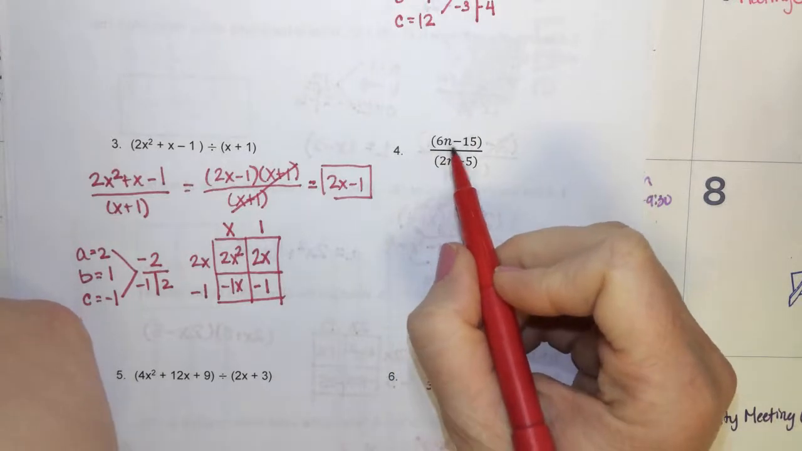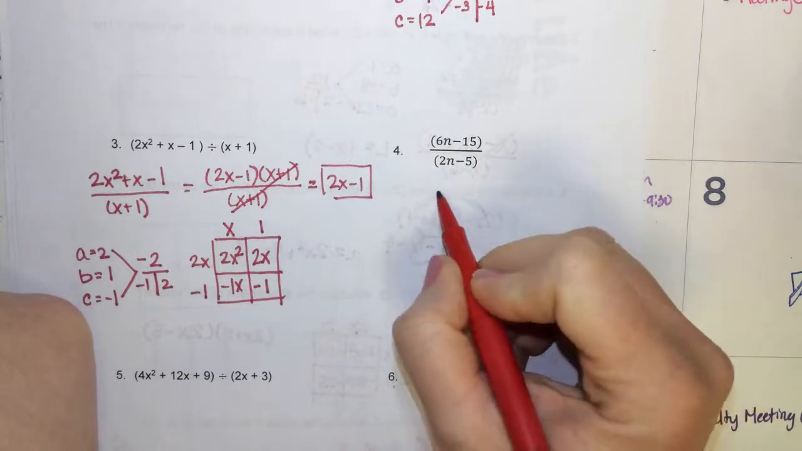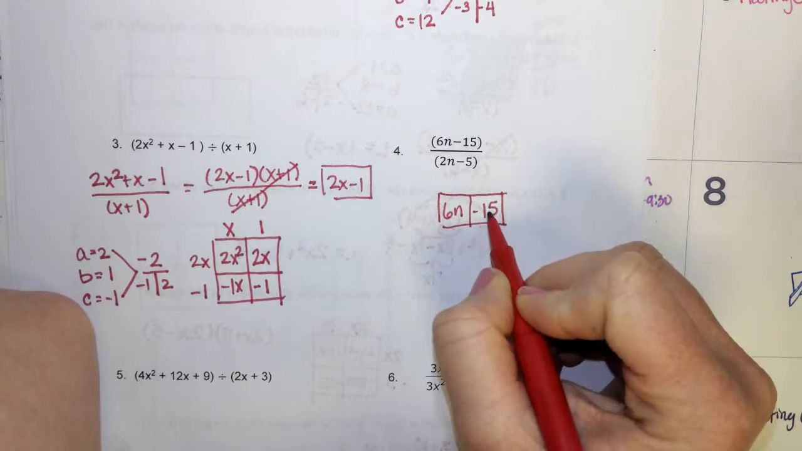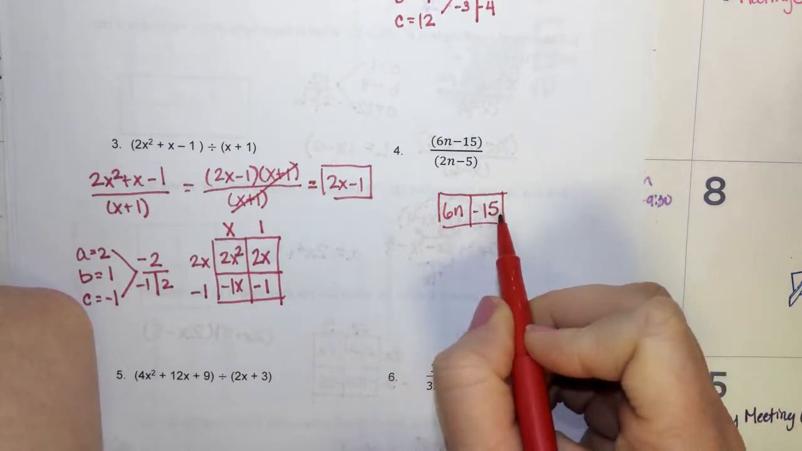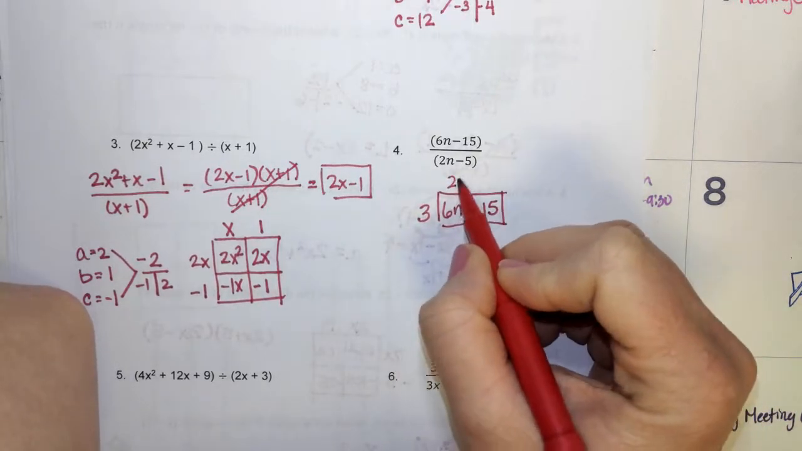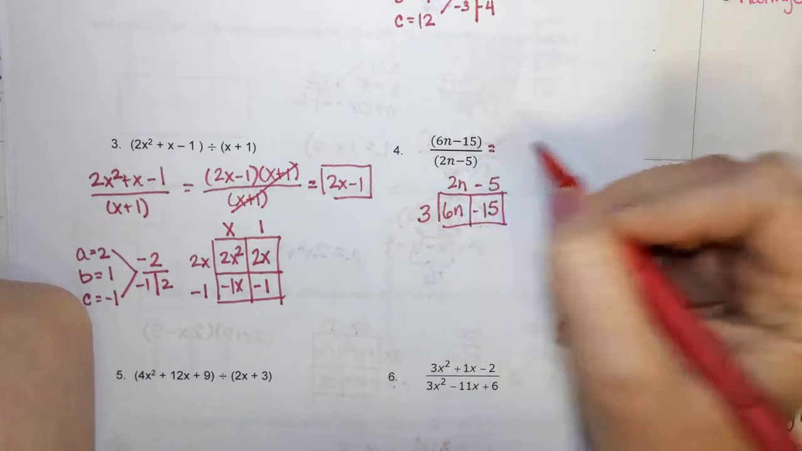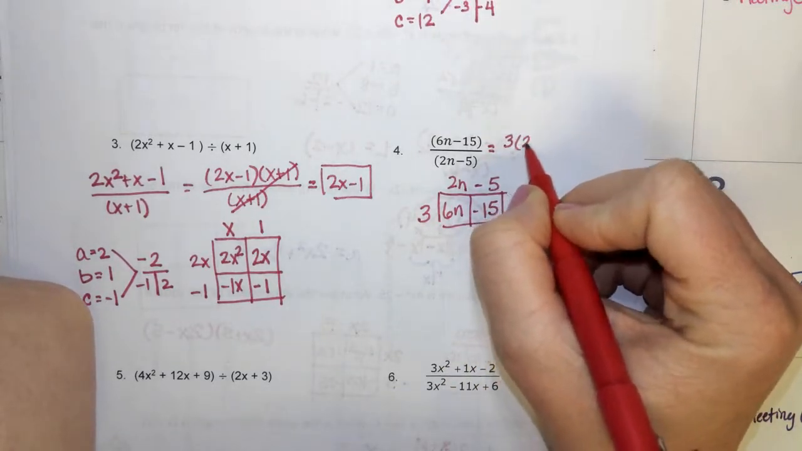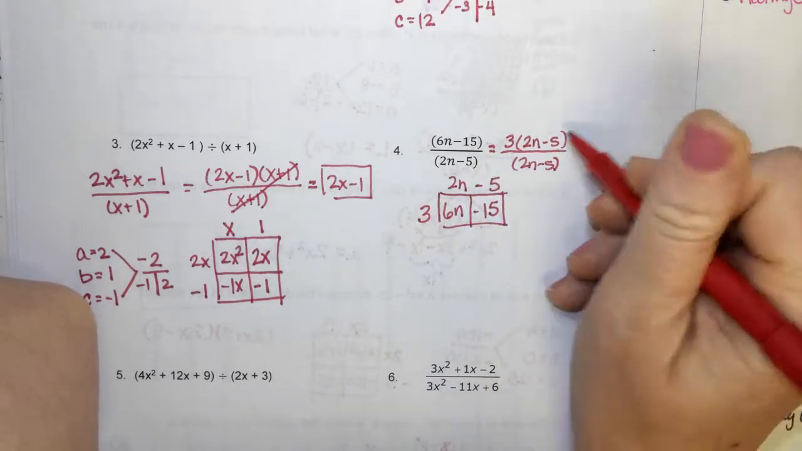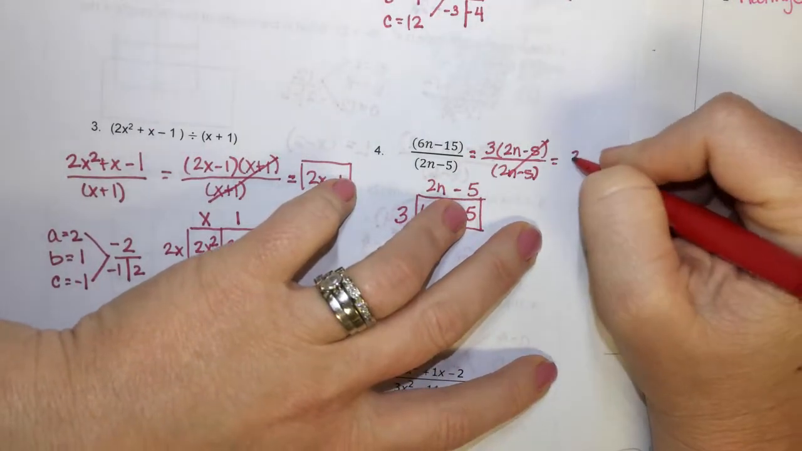So number 4 is 6n minus 15 divided by 2n minus 5. So I first need to factor the top. So 6n minus 15, they share a greatest common factor of 3. So 3 times 2n gives me 6n, and 3 times negative 5 gives me negative 15. So that means this would equal 3 times (2n minus 5), all divided by 2n minus 5. And now we can cancel out 2n minus 5 on the top and bottom, and that leaves us with an answer of 3.